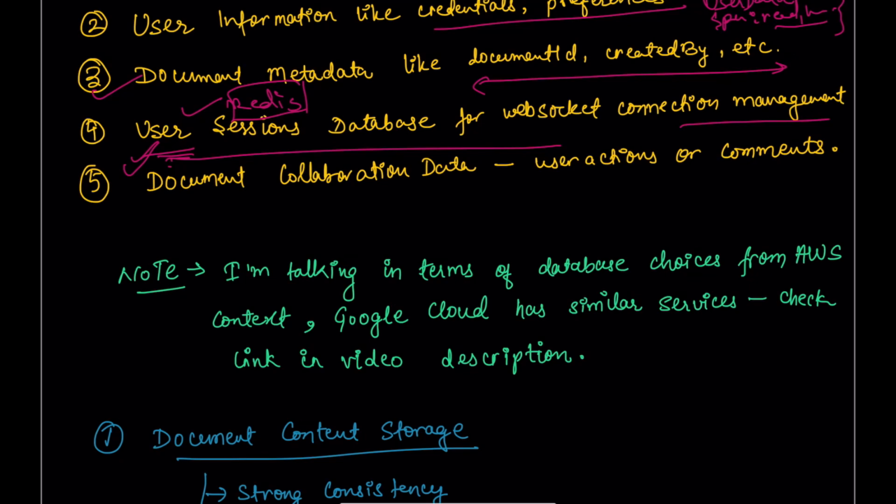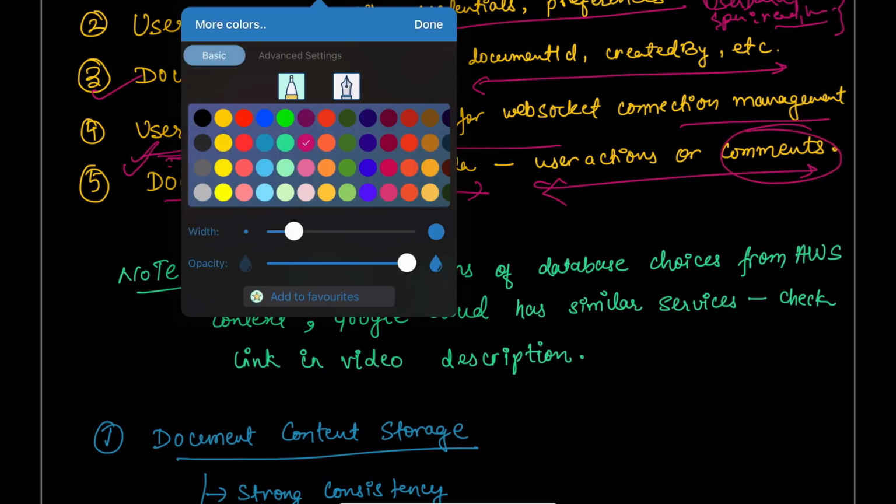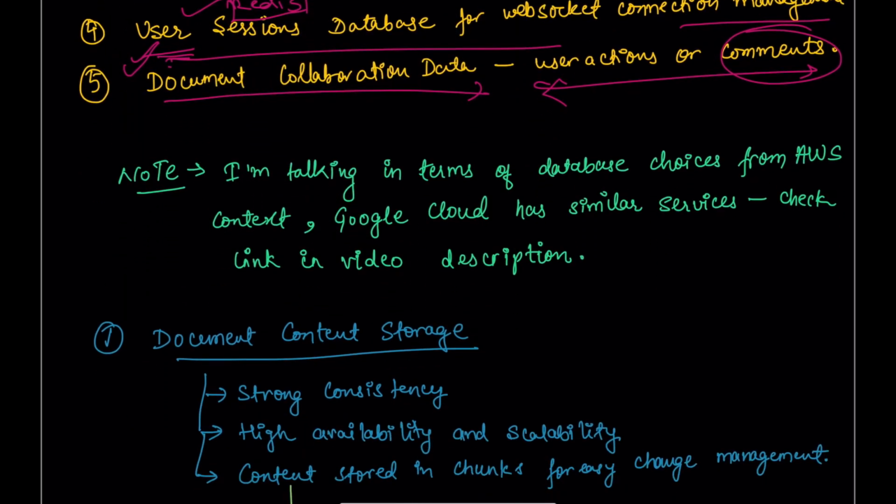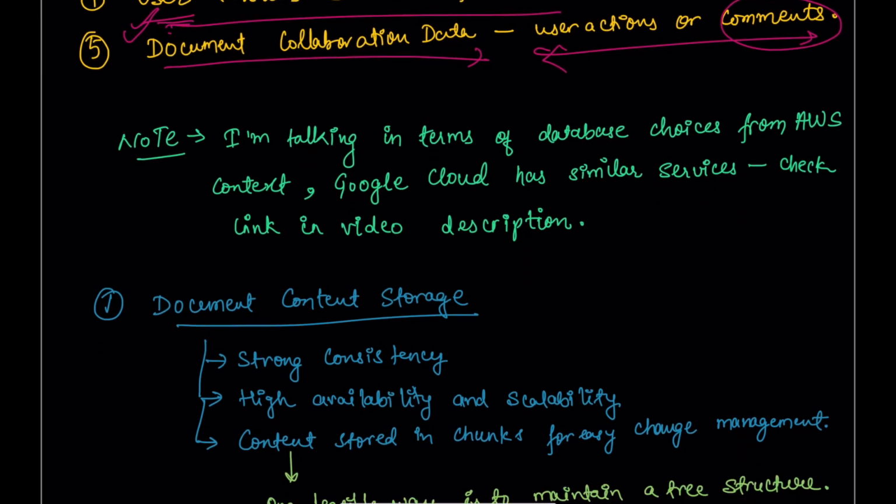The fifth requirement is document collaboration data, so user actions or comments. We also mentioned that there can be multiple users interacting with the same document, right? And there can be some comments associated with these users. So we want to store that information as well, how the different users are interacting with the same document which is shared with them. There is some note associated.